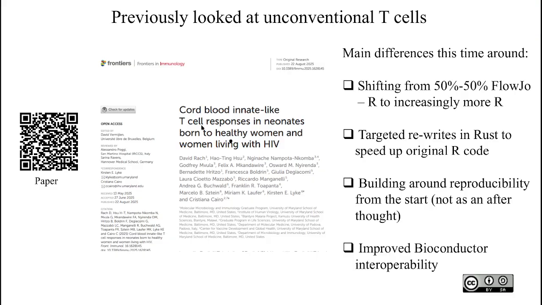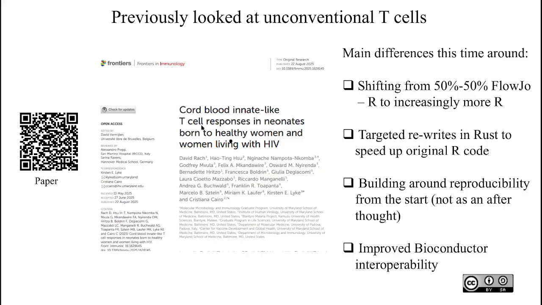We looked at the unconventional T cells using a previous panel, and this taught us a lot of lessons. The main difference for this particular cohort is, at this point, we're trying to shift from where we had been for the previous paper of a 50-50 FlowJo to R split to increasingly using more R.